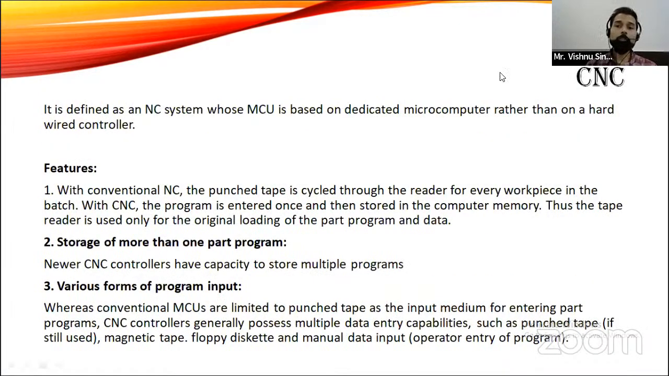Now next comes the features of a CNC machine. Firstly, storage of more than one part program. Obviously, with CNC machines comes the storage facility as well, so we can store multiple programs in memory. Then various forms of program input. Earlier, in NC machines, there was only one input medium, the punch tape. Whereas in CNC machines, there are multiple ways of program input with the help of a floppy drive or CD drive. We can download programs from the internet.